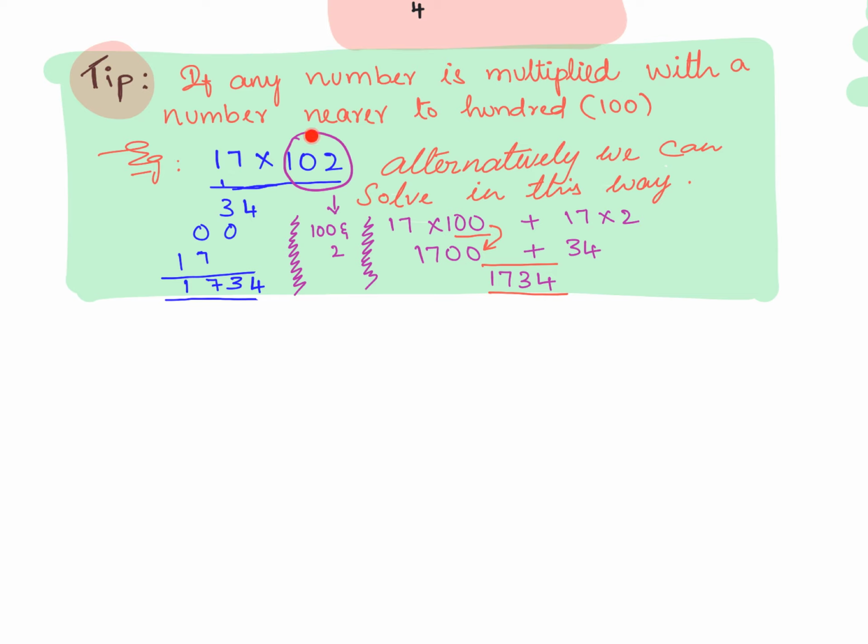That is 2 times 7 is 14, and 2 ones are 2, and then 1 was carried, so 3. Then 0 times 7 is 0, and 0 times 1 is again 0. We have left the gap over here, please remember. Next, 1 times 7 is 7, and 1 times 1 is 1. So 4 over here, 3 and 7 in this line, and 1 over here. So 1734. In both ways you get the same answer.